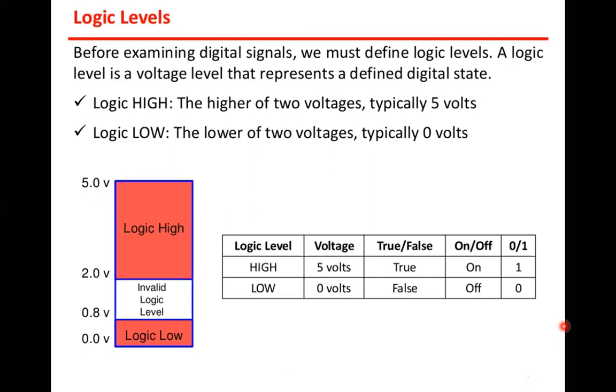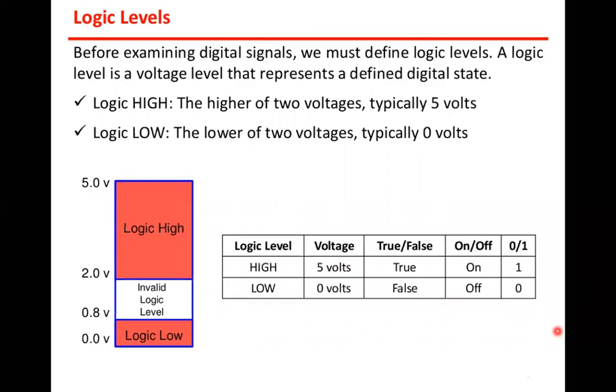Logic levels. A logic level is a voltage level that represents a defined digital state. What is that? It can be high or it can be low. Logic high is the higher of the two voltages, typically 5 volts. Normally we consider 5 volts. And low voltage is nothing but 0 volts.